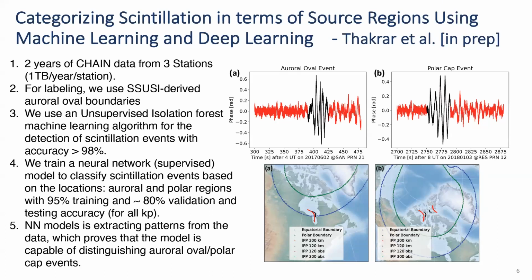And then we train a neural network model to categorize or classify scintillation events. We've so far achieved pretty good accuracy. What we figured out is neural network models are able to extract patterns, which is proving that the model is capable of distinguishing between auroral oval and polar cap events.